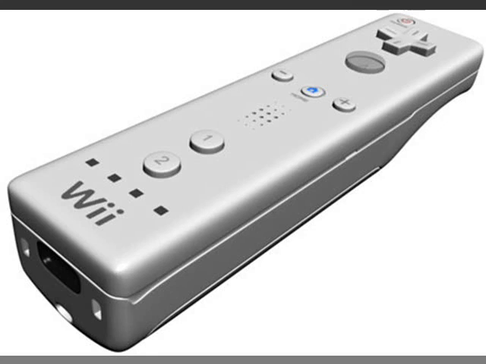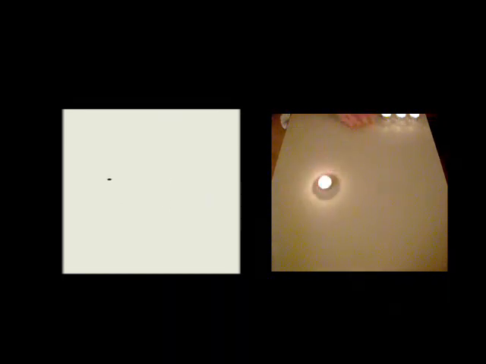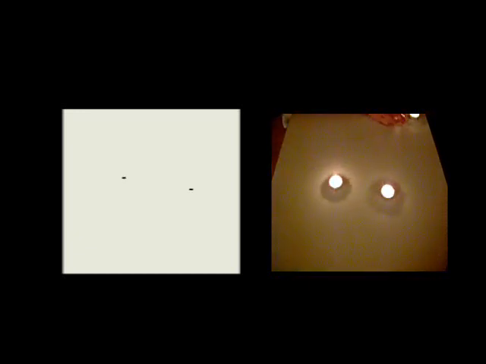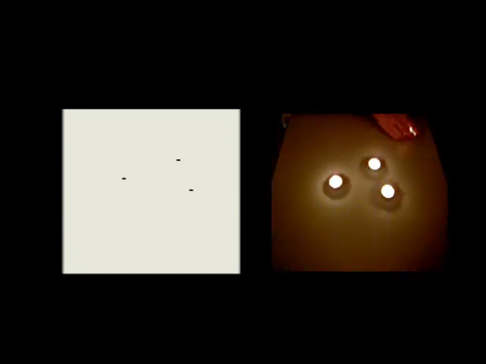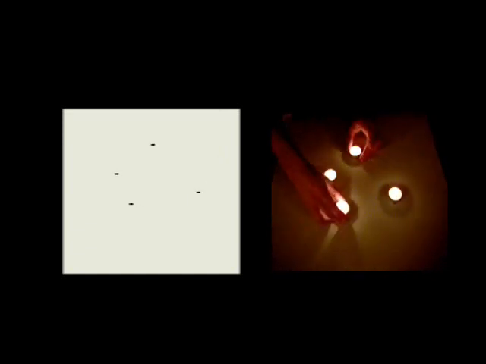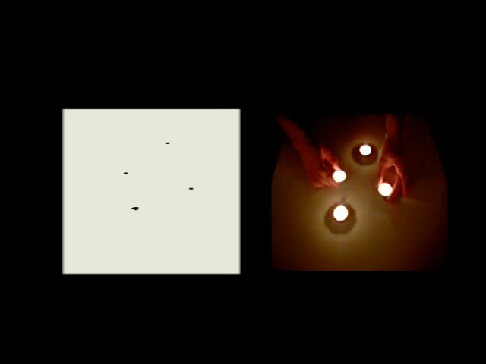The infrared sensor on the Wiimote can be used to detect up to 4 infrared light sources. Those light sources, in this case, are T lights, and the T lights can be moved around on a table. The Wiimote is on the ceiling pointing down, and you can see on the left the positions of the T lights, and on the right the actual T lights. You can see as I move the T lights around, their positions are being determined and sent via Bluetooth to the computer.